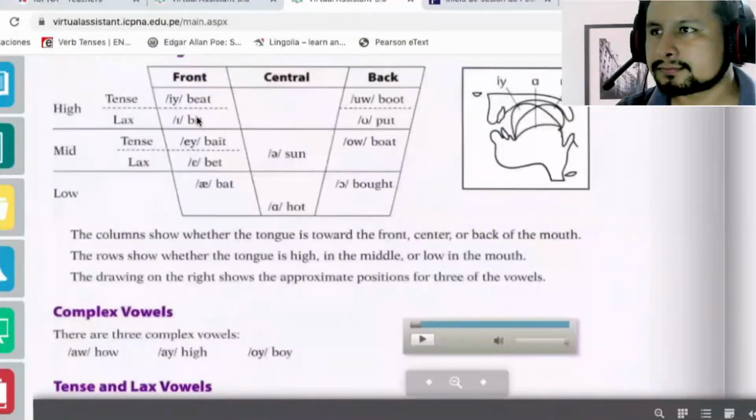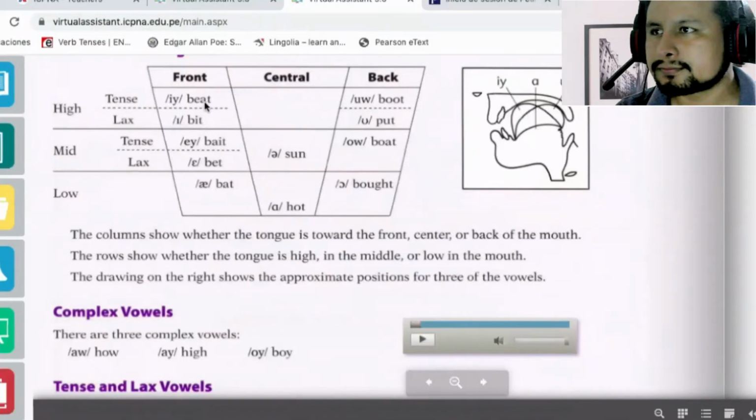Okay, so here we have this chart. Now, I'm going to read first the sound and then the example of a word with that sound. For example, the first one is the ee sound. Notice that it ends like in a ee sound, like when you have to say yes, ee, right? That is the sound, as in beat, beat. The second sound is a short ee, as in bit.